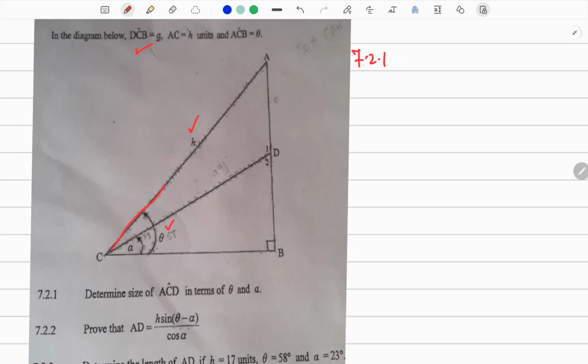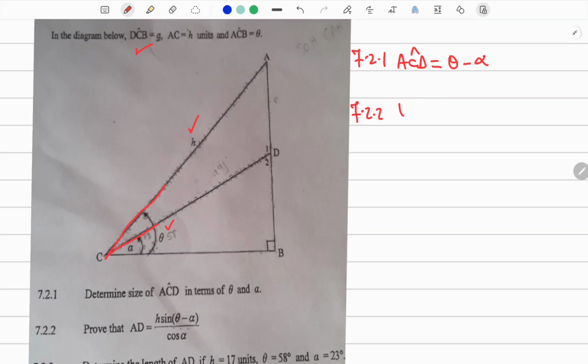So this is actually ACD, that one. And so clearly the angle ACD is equal to theta minus alpha. What is the reason for that? Obviously it is simply angle addition, but they did not really ask you to state the reason there. So if you look at 7.2.2, you need to prove that AD is that one.